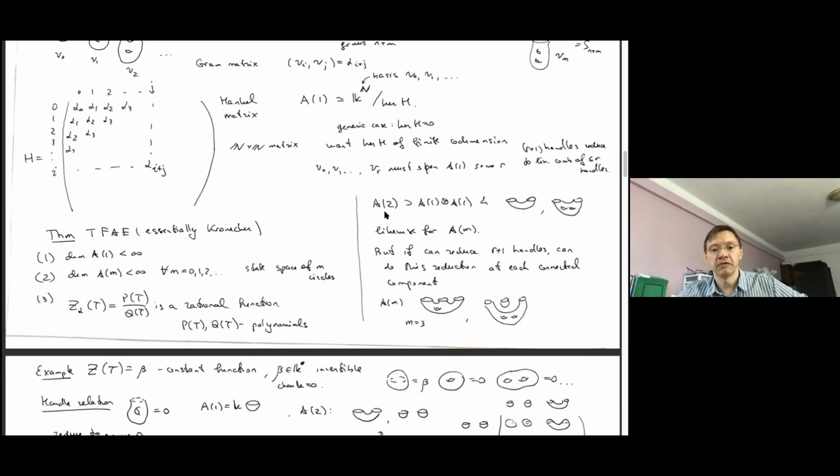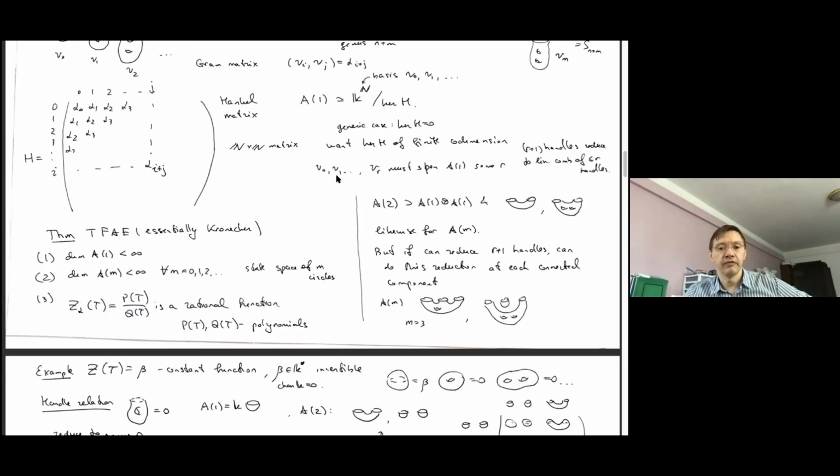Let me just mention then, once you know A1, you're not done, because A2, the state space for two circles, is potentially bigger than A1 tensor A1. Of course, if you take an element in A1 tensor A1, you can just put these cobordisms together, you get an element of A2. But potentially, there are also these tubes, or tubes of some genus, that are not expressible as sums of products of two elements of A1.